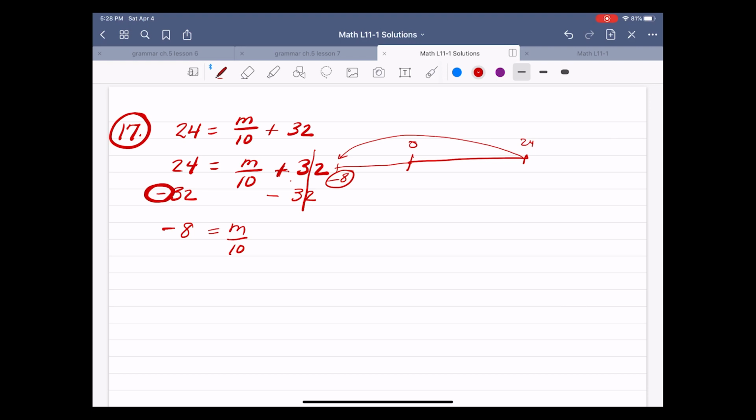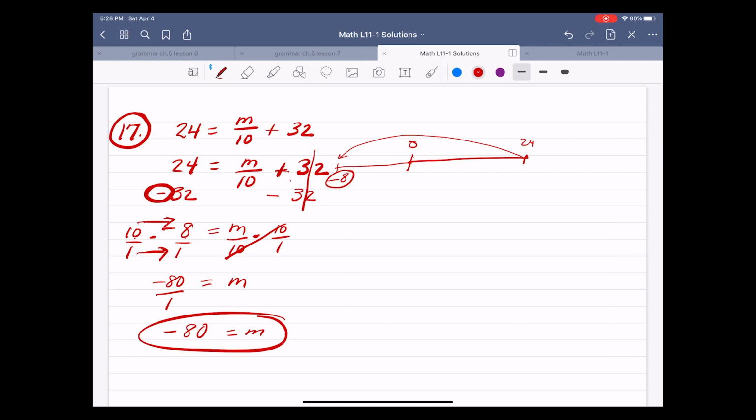Now I've got m divided by 10. How do I inverse that operation? I'm going to multiply it by 10 over 1. If I multiply the right by 10 over 1, I have to multiply the left by 10 over 1. These 10s cancel, and I'm left with m over 1, which is just m. I can put this negative 8 over 1 to make it a fraction and multiply straight across. Numerator times numerator, denominator times denominator. 10 times negative 8 is negative 80 over 1. Negative 80 divided by 1 is simply negative 80, and our answer is m equals negative 80.